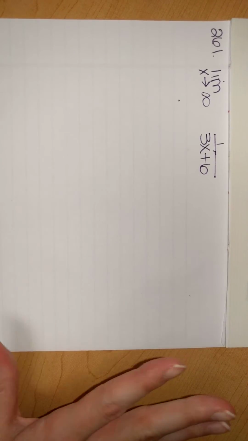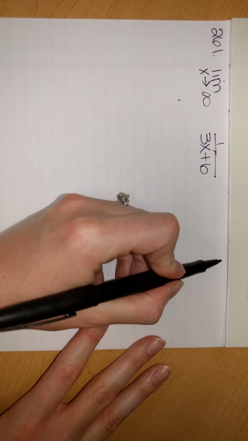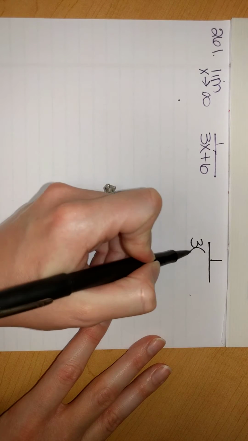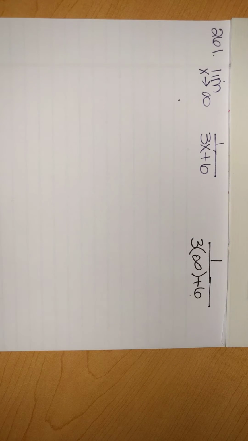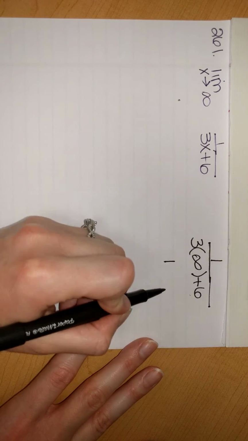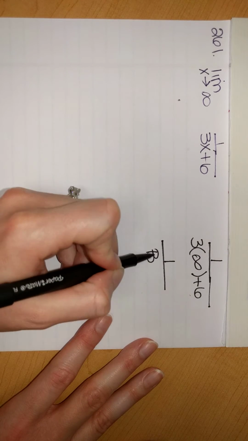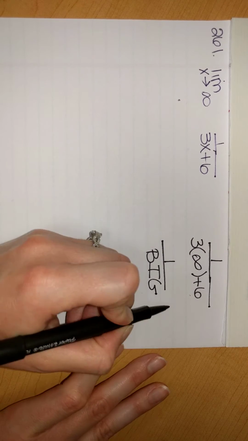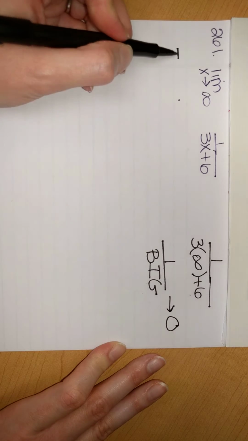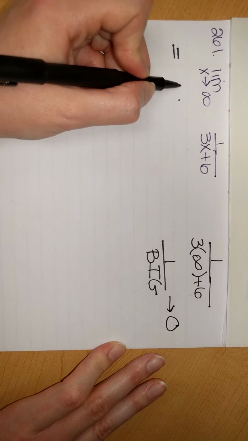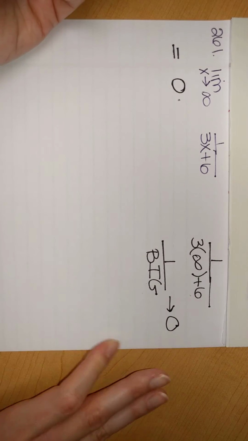So the first step is always to plug in. Now, if I plug in, I have 1 over 3 times infinity plus 6. Now remember our basic limit laws. If we have 1 or just a number over a big number, we can say that that is going to 0. So we could say that this limit, as x goes to infinity, is equal to 0.